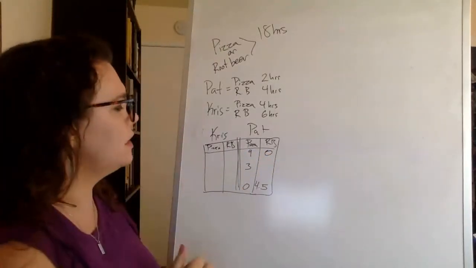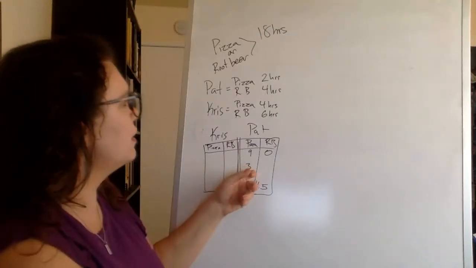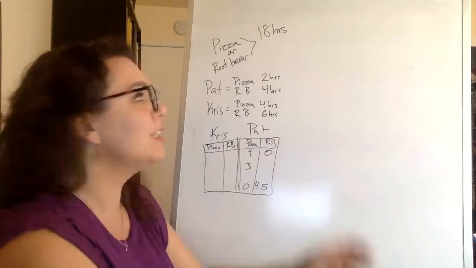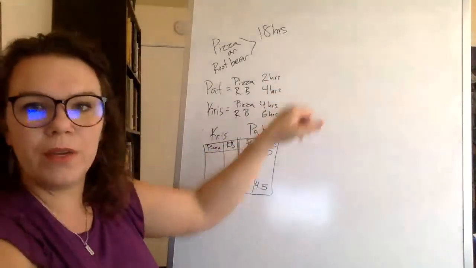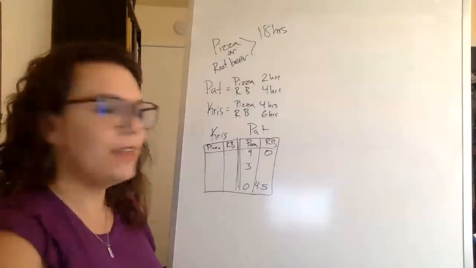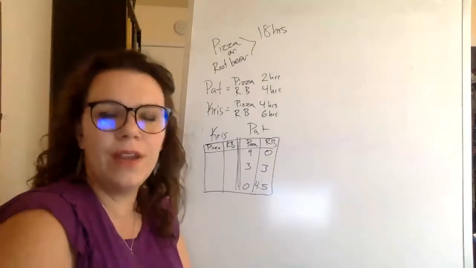So if Pat makes 3 pizzas at 2 hours per pizza, that's going to be 6 hours for pizza. That's going to leave 12 hours for making root beer. 12 hours with 4 hours per each gallon is going to mean that Pat can make 3 gallons of root beer.